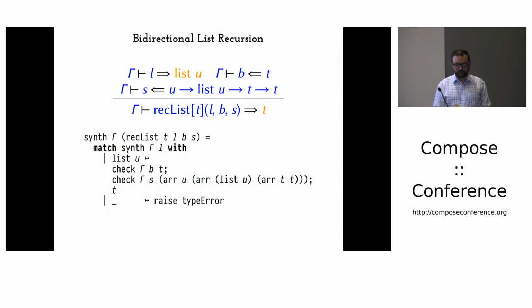And so to synthesize a type for recursion on list of type T with target L and base B and step S, we synthesize a type for the target L. We see that the type is list of U, where U is some other type. We check that the base case has the appropriate return type, because if it's the empty list, this thing had better have the right type. And then we also check the type that we listed for the step, and then we're done. We return T.